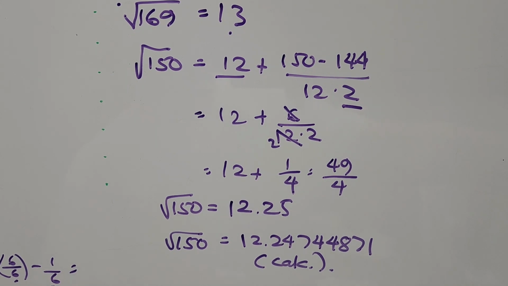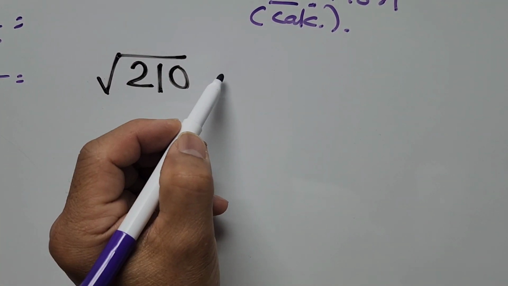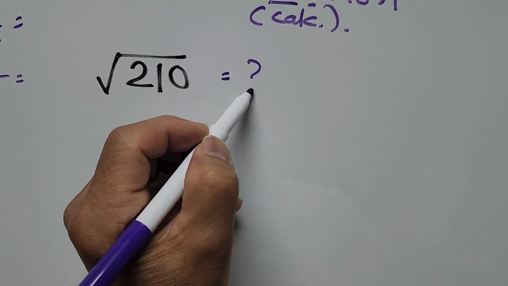So if you notice, to 2 decimal places, that's 0.25. In here, by using a calculator, we have 0.24 and 7. So that's really close. So how about the square root of 210?